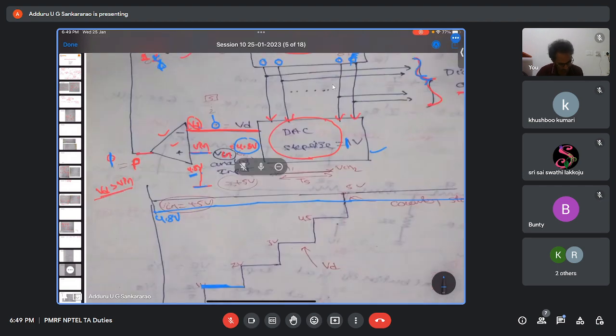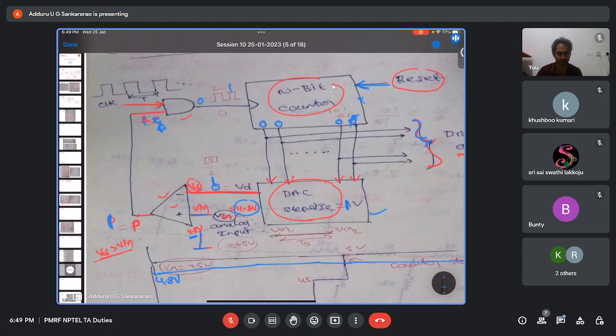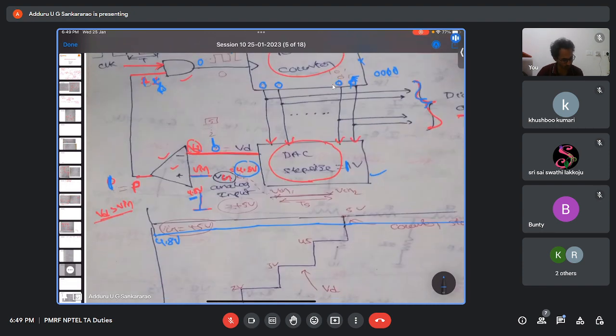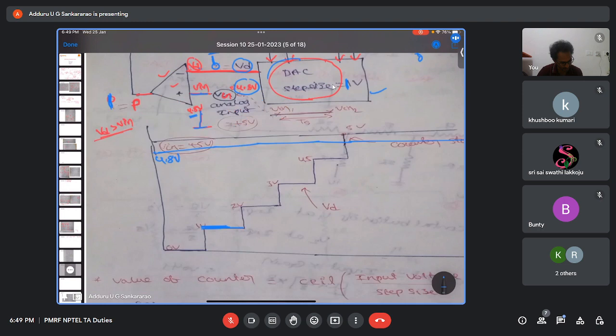Next is what? Still it is 1, but input is 4.8. Still P is 1 only. The next clock pulse will reach. Quickly I am explaining. So the counter will become 0 0 1 0. It's a 4-bit DAC, assume. The corresponding output of this one is what? 2 volts. Still P is 1 only. Like that it will go. The DAC output VD will increment like this: 3 volt, 4 volt.